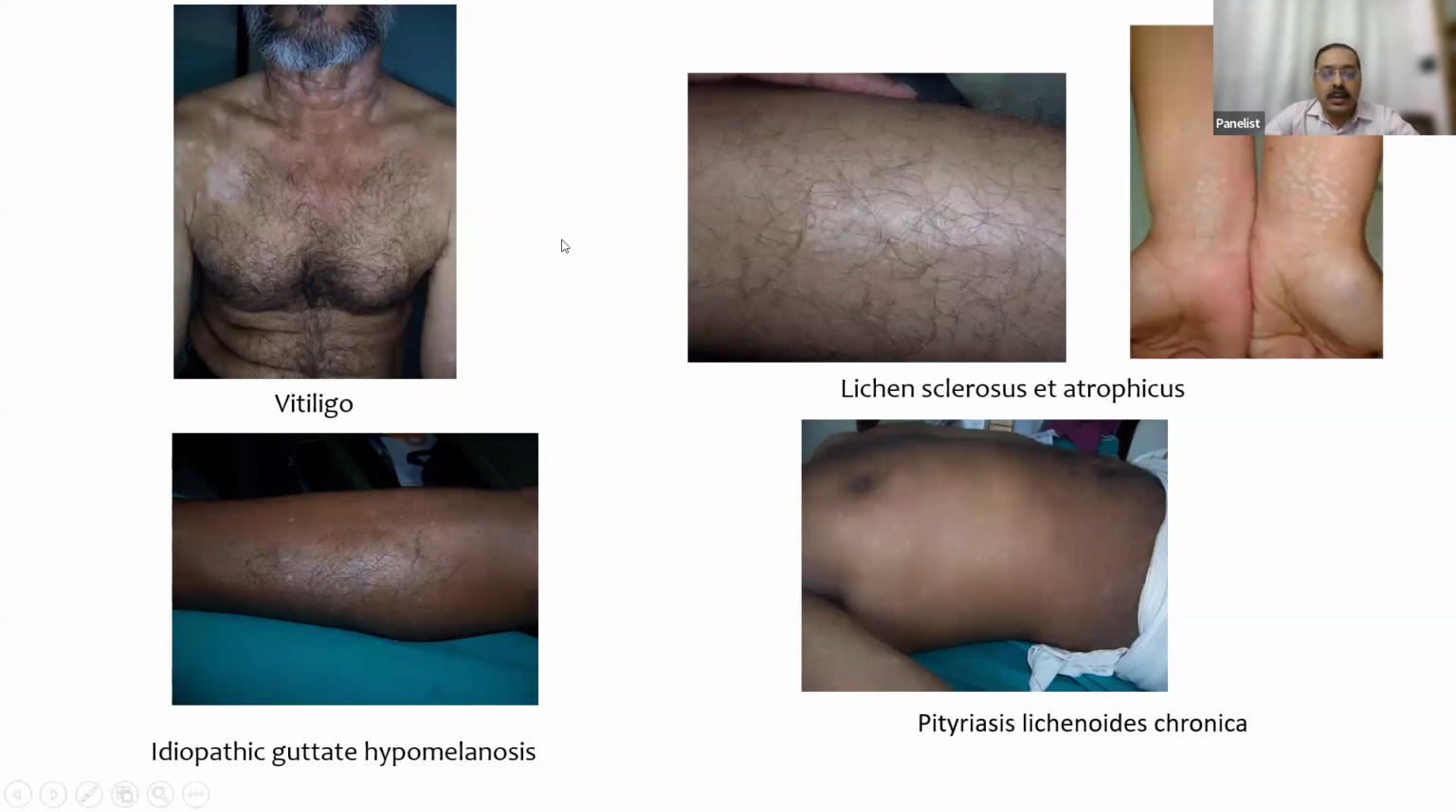So this is vitiligo. These two are lichen sclerosus atrophicus. This is on the leg, idiopathic guttate hypomelanosis, and pityriasis lichenoides chronica is classically seen on the trunk. So that is a clue for us that it is PLC. So when you look at the report and you see that the request form has a truncal lesion with hardly any lesions elsewhere, one would be justified clinically to think of pityriasis lichenoides chronica. But for vitiligo, we cannot say the same thing. LSA is usually a localized patch or plaque, and there is atrophy involved.